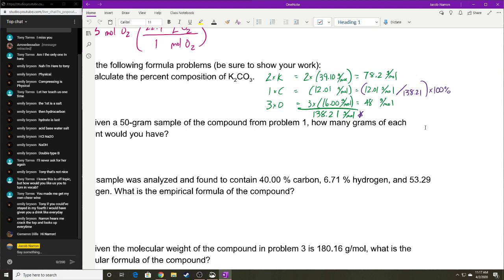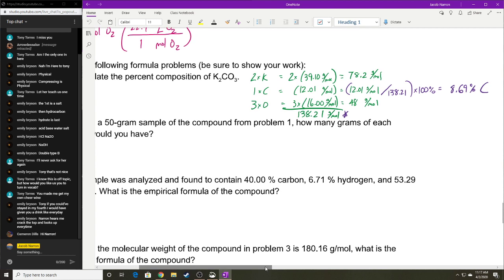Alright, so anyway, this is going to work, and so we can find our percent composition for carbon by saying 12.01 divided by 138.21 times 100, and I find out that this is 8.69% carbon by mass. That's really how we describe this. That's by mass, because we're doing grams per mole.